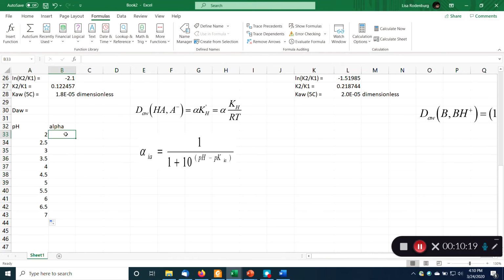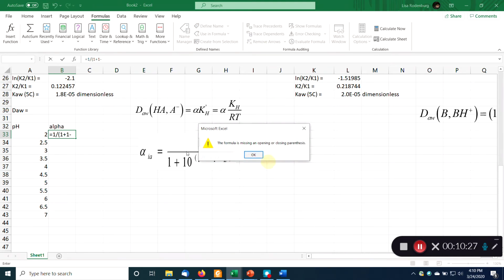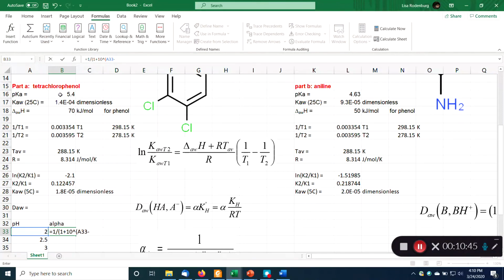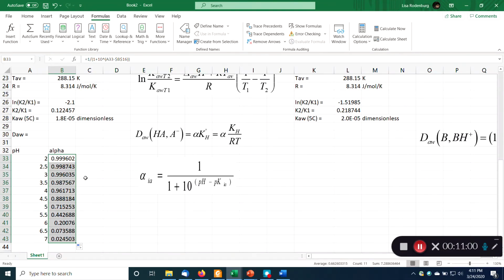Zoom, zoom, zoom. Okay, so now our alpha is equal to 1 divided by 1 plus 10 to the parentheses pH, which is here, minus pKa, which is up here. And notice that we're assuming that the pKa does not change as a function of temperature, which is probably a reasonable assumption. So B16 here, we're going to use F4 to put dollar signs in front of it. And now we can bada bing, bada boom, voila.